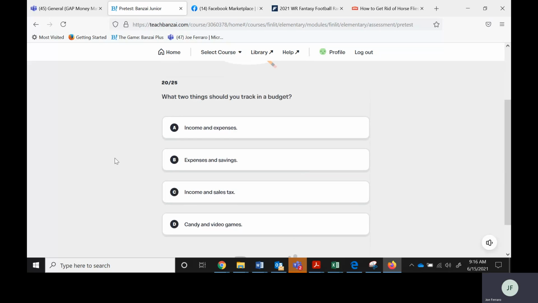Number 20, what two things should you track in a budget? Income and expenses, expenses and savings, income and sales tax, candy and video games.